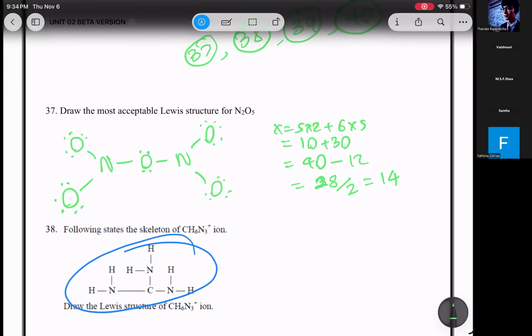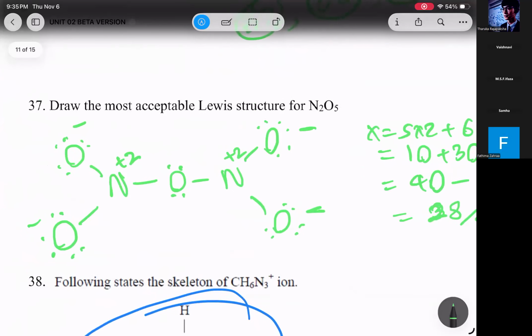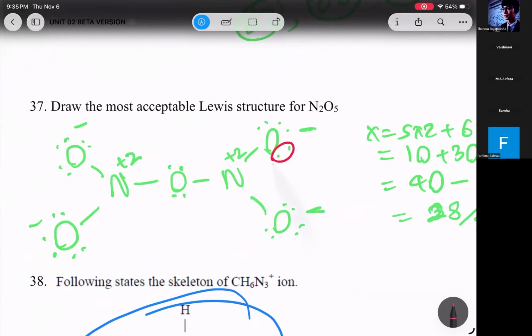That's how it goes. Oxygen gets a negative charge, this oxygen negative charge, this oxygen plus 2, so this nitrogen plus 2, this oxygen minus 1, this oxygen minus 1. Now what will happen? Let's form a bond. This lone pair towards the inside, this lone pair towards the inside.